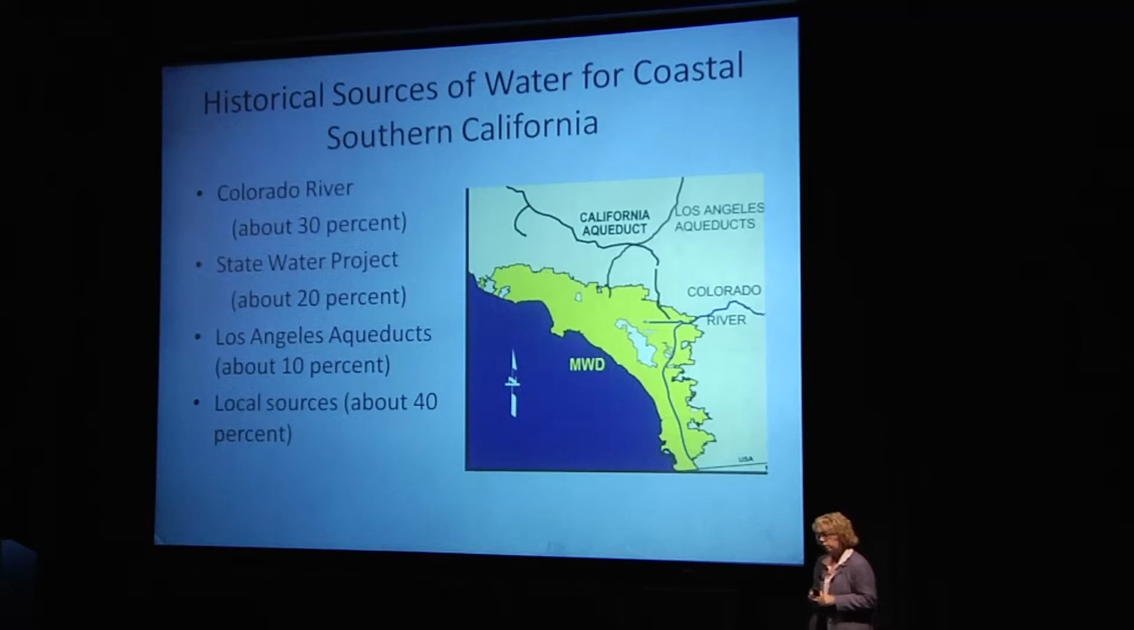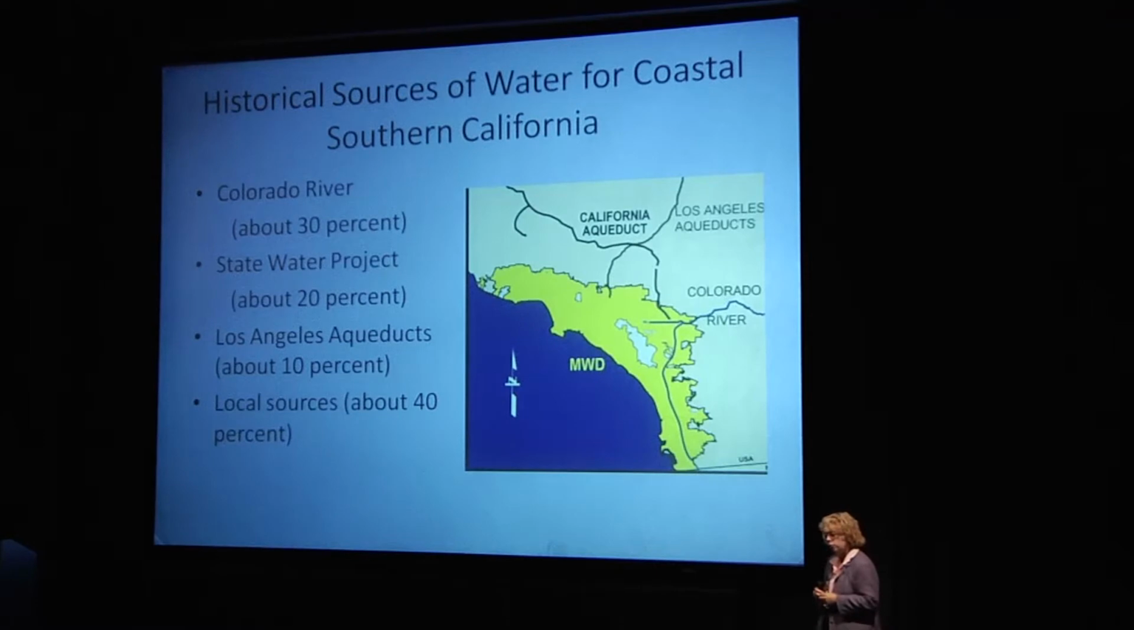Long-time historical average, about 60% imported water supply from these three sources, the Colorado River making up about half of that. And local sources, which is primarily groundwater, augmented by water recycling projects, very little bit of desal, amounts to about 40%.